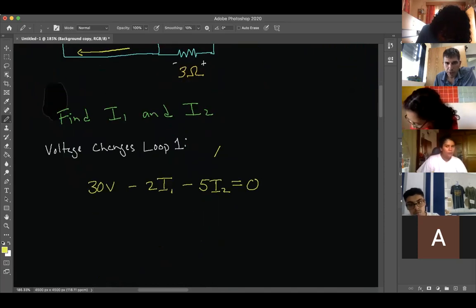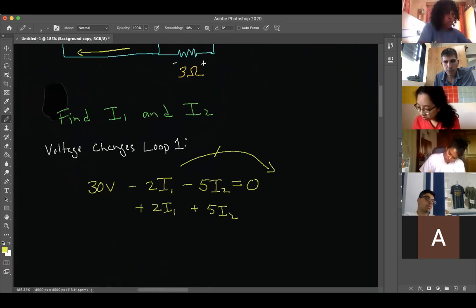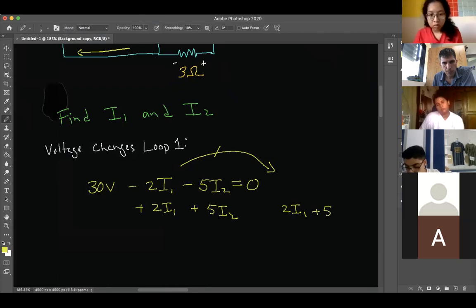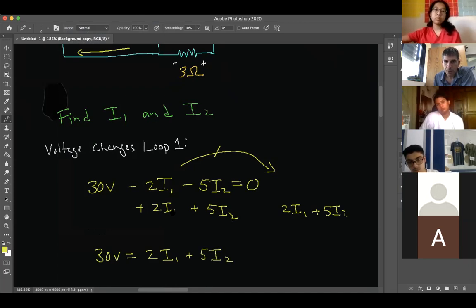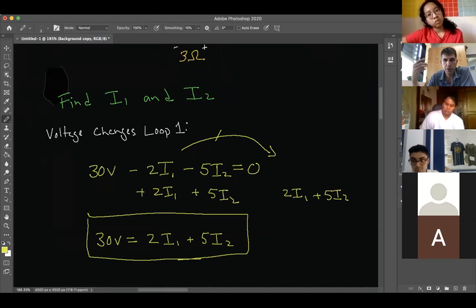All right. I'm going to do one more step. I'm going to take these terms and push them over to the other side by adding 2I1 plus 5I2 to both sides. So I should get an equation that says 30 volts equals 2I1 plus 5I2. This is going to be our first equation. Notice this has 2 unknowns in it. Whenever you have an equation with 2 unknowns, you need one more equation to find out what those unknowns are.